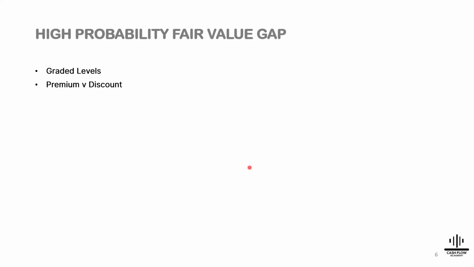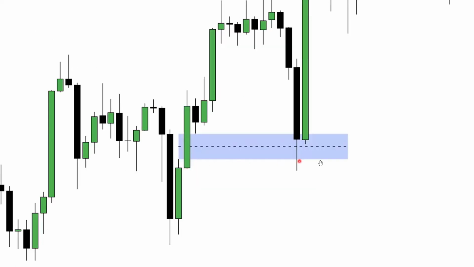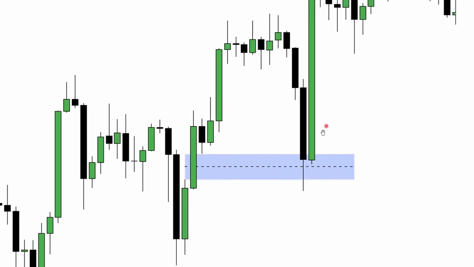So what do I mean by the graded levels? Let me show you an example. So here's a fair value gap. When you identify your fair value gap, you want to grade it into 3 levels. So the first level is the high, second level is the midpoint, and the last level is the low of the fair value gap. You want to monitor price as it reacts at that fair value gap.